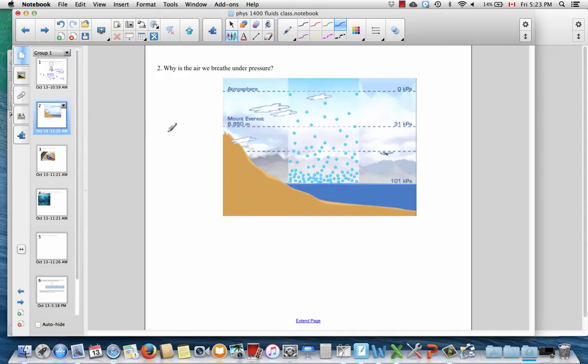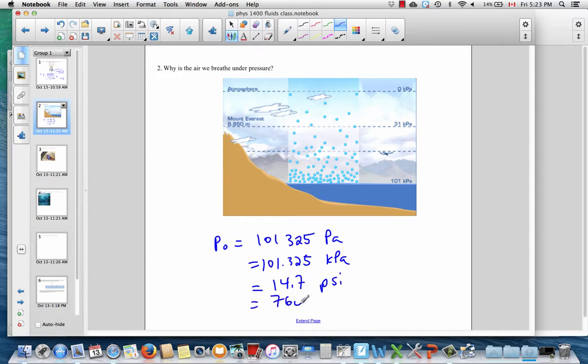Now, here's an idea: atmospheric pressure. Here at the surface, the atmospheric pressure is 101,325 pascals. In kilopascal units, that's 101.325. And a couple of other common units: the good old imperial unit of pounds per square inch, 14.7 psi, and the chemistry unit, it's 760 millimeters of mercury.